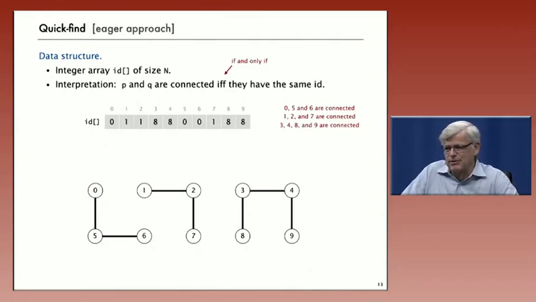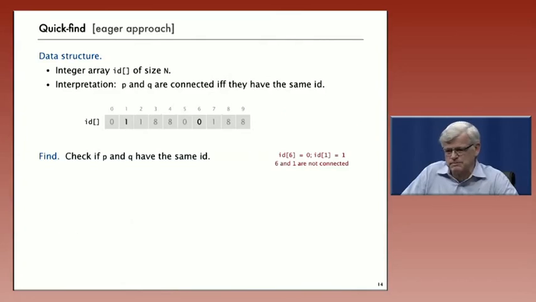And clearly that's going to support a quick implementation of the find operation. We just check the array entries to see if they're equal. Check if P and Q have the same ID. So 6 and 1 have different IDs. 1 has ID 1, 6 has ID 0. They're not in the same connected component.